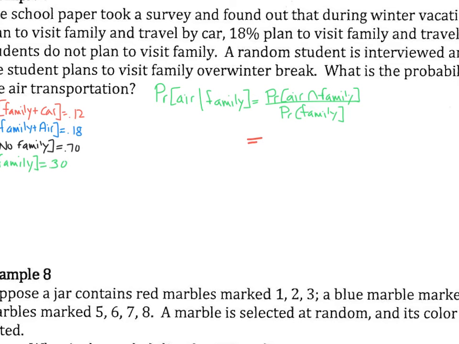Family and error was listed at 18%. Don't need to multiply, not about independence. It's just given to us right here. And then the probability of family is 30%. And when you divide here, we get 0.6.